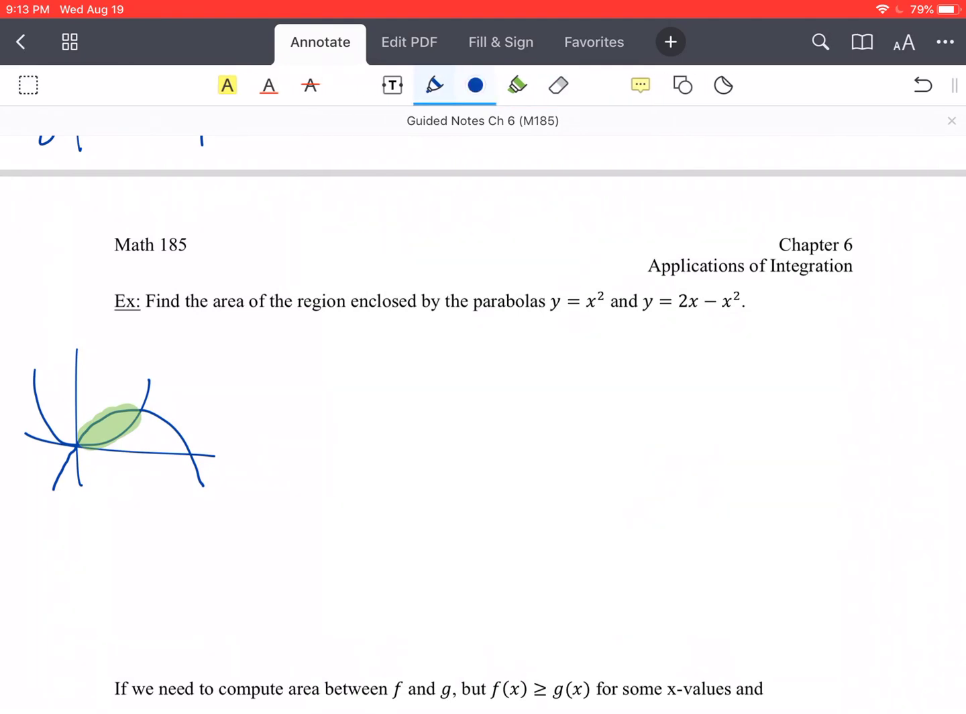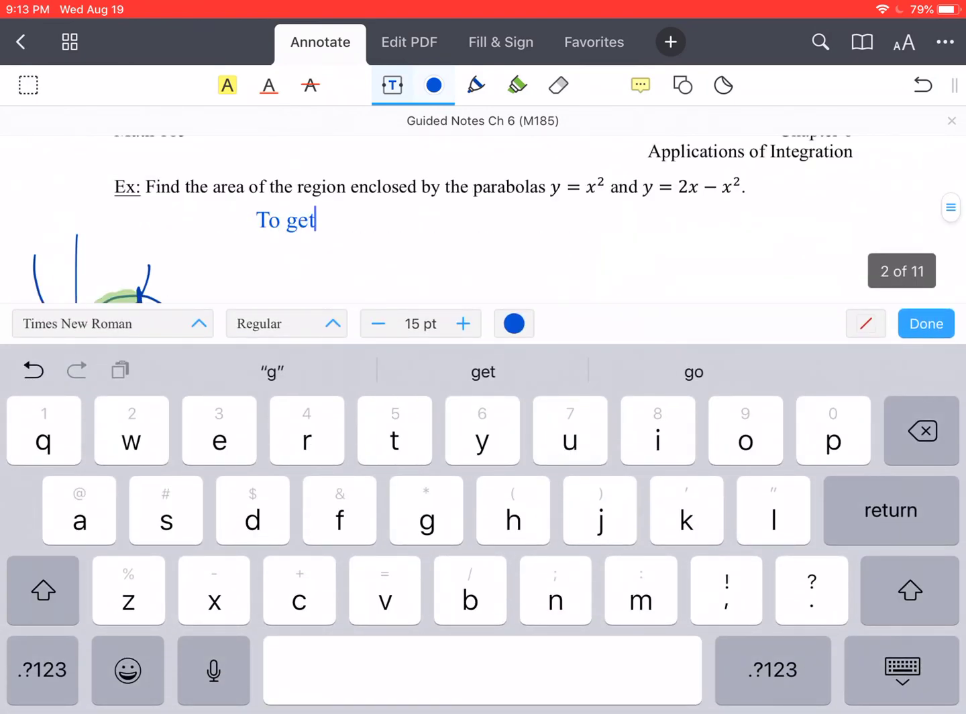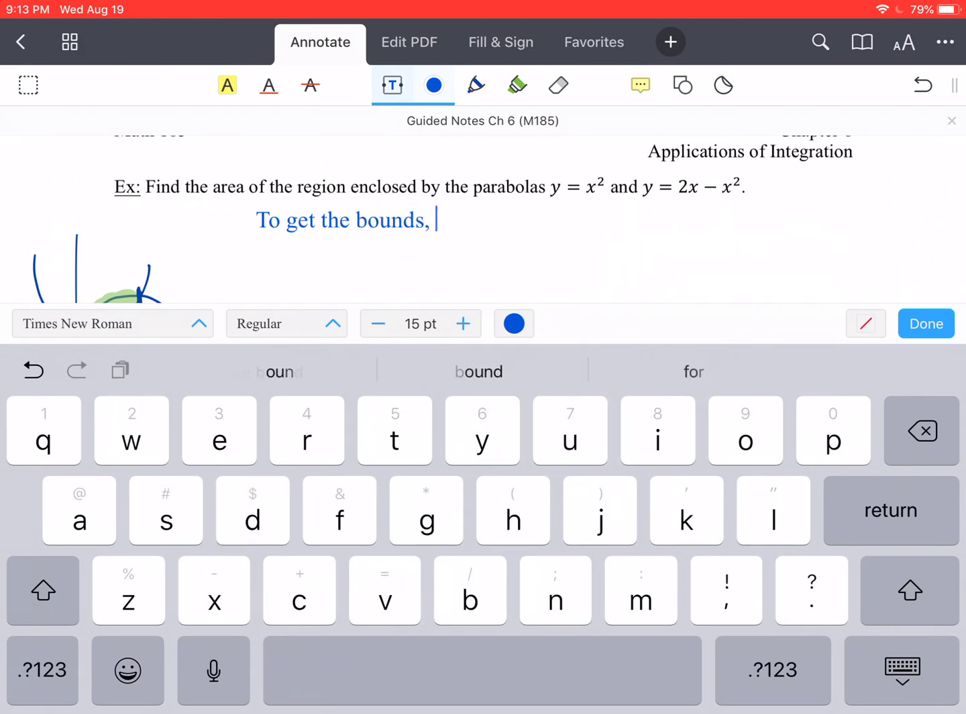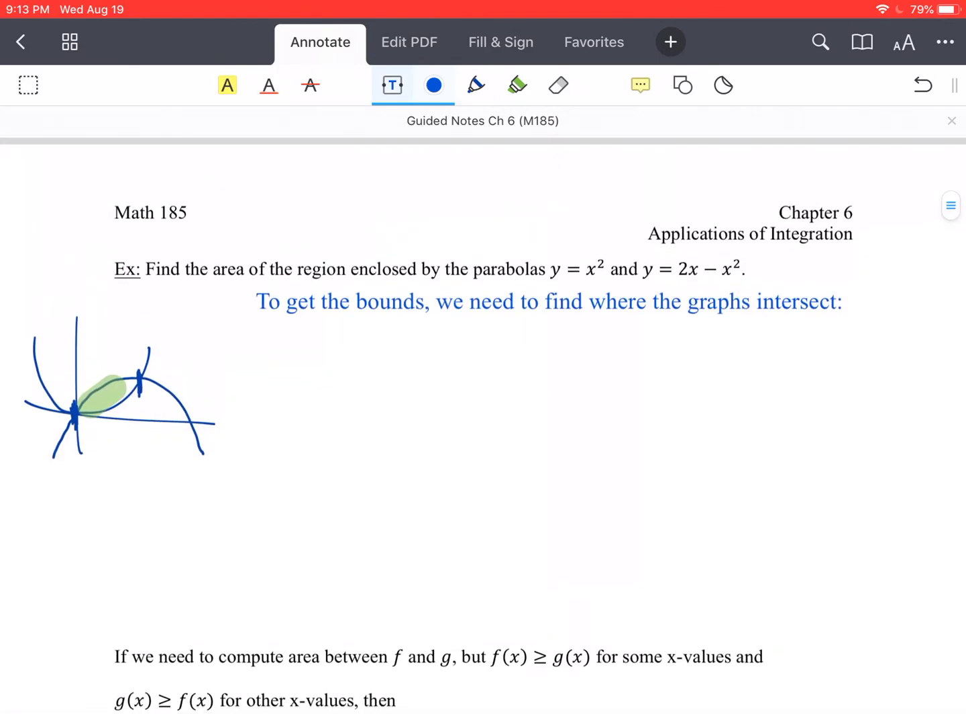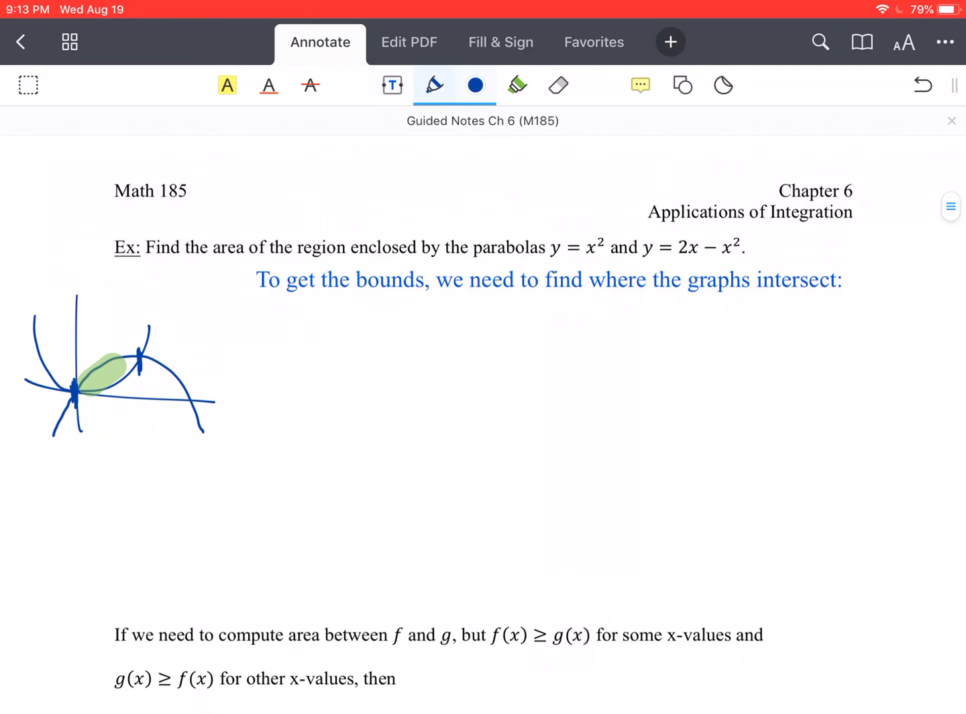So what we need to do is to set up this integral. I first need to get the bounds. I need to figure out what the boundaries are here. So let me type this. To get the bounds, we need to find where the graphs intersect. Where these graphs intersect, how we find that is set them equal to each other. Find the points where they are equal.